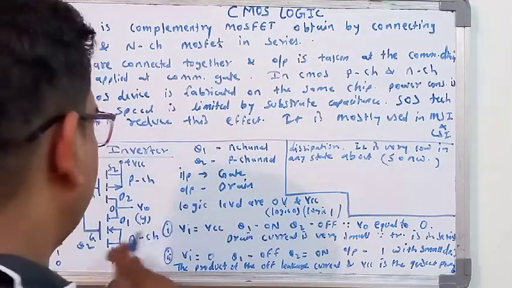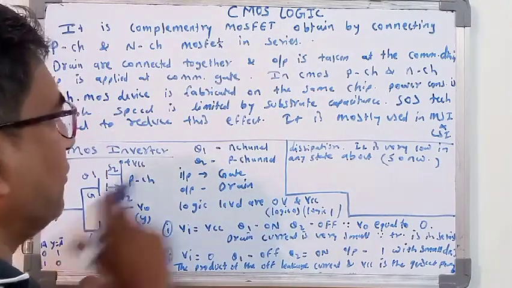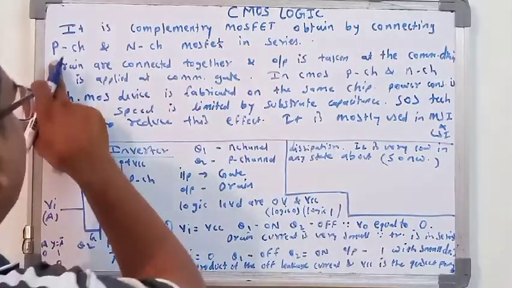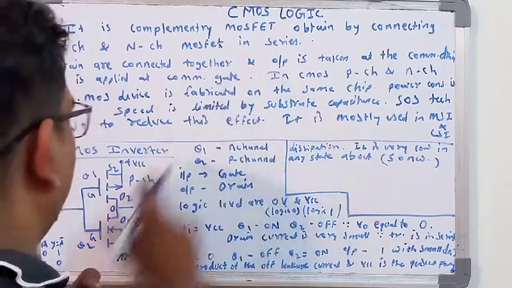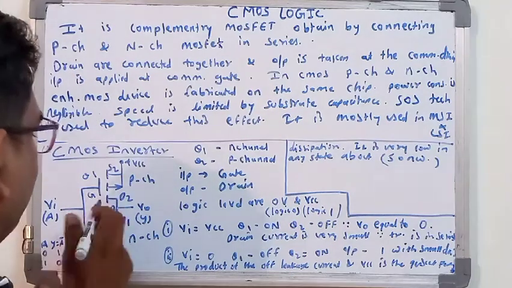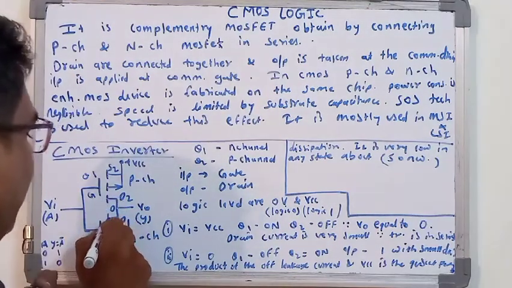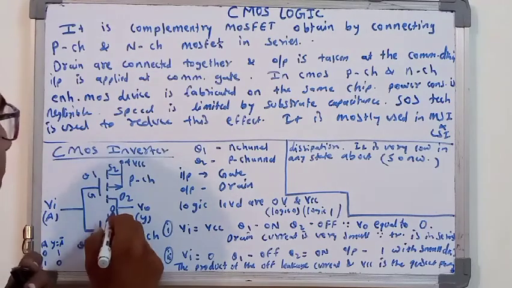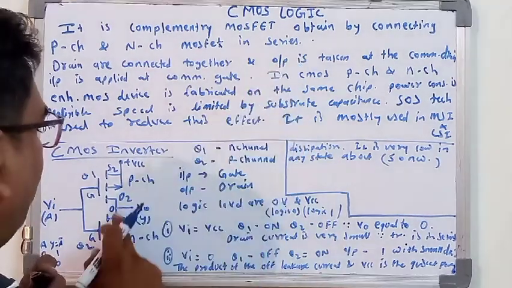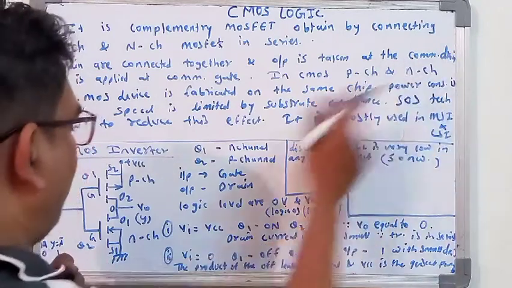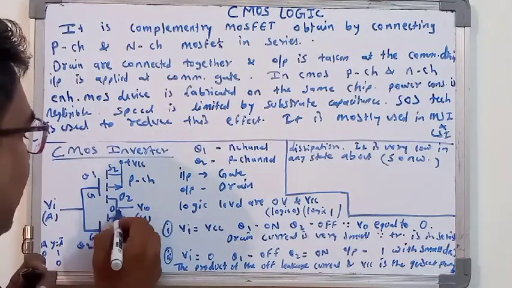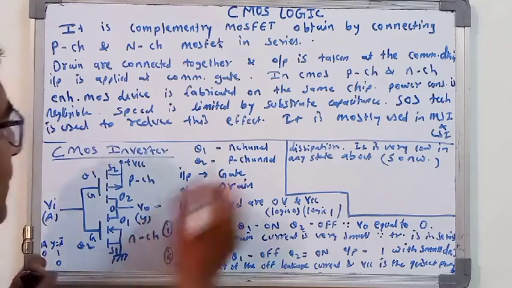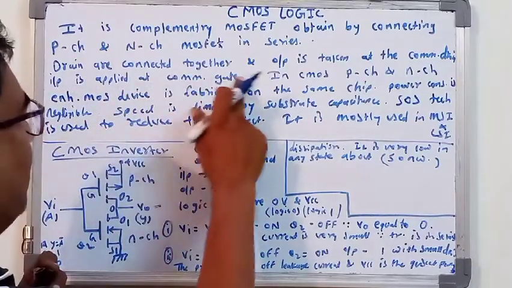Whenever you observe such a circuit, the drains are connected together. This is the drain and this is the drain, connected together for obtaining the output, and the output is taken from the common drain. We have made the drain common and that's why the output is obtained like this. The input is applied to the common gate.